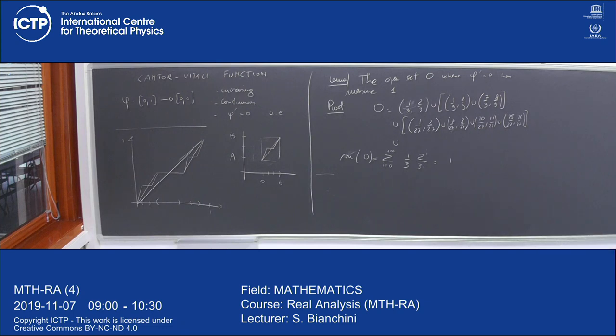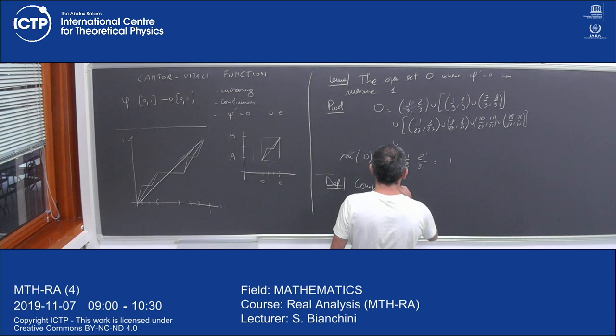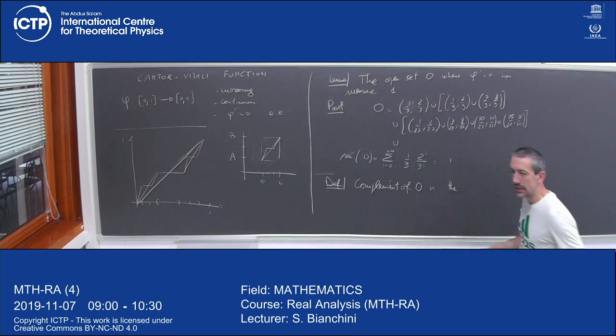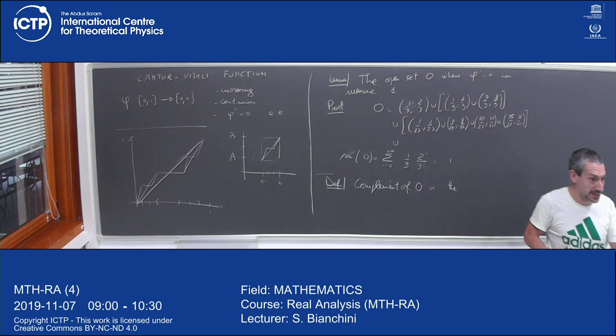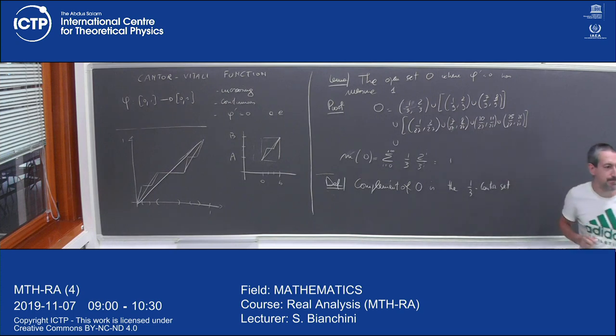Okay, so now the complement of this set, the complement of O here, is the Cantor set. And then I have to remember one thing. Because there are many Cantor sets, fractal sets are often Cantor sets. So here I want to remember that it's done by the procedure of dividing by 1/3. So usually you call it the 1/3 Cantor set. Let's call it K.